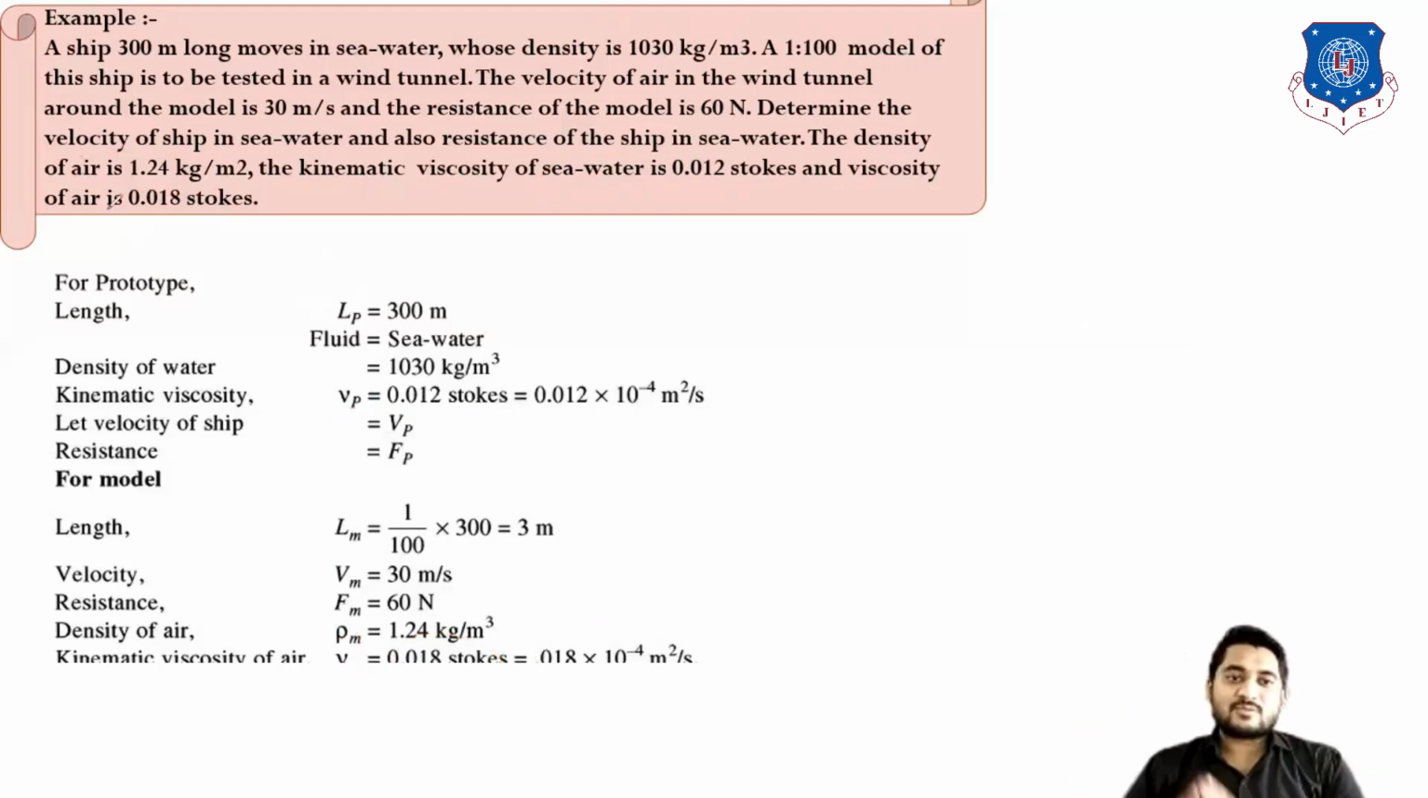So in this type of example, remember students, you have to first find out which data is for prototype and which data is for model. By this line, we can find that wind related data is for model and seawater related data is for prototype. Clear? Now let us solve our example. We have to find velocity and forces for the prototype.